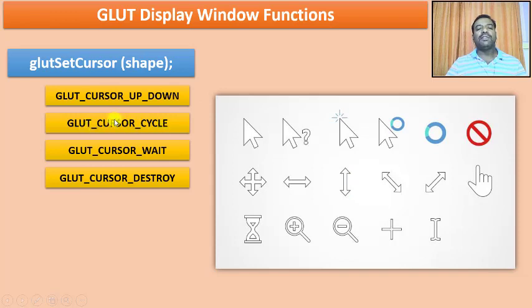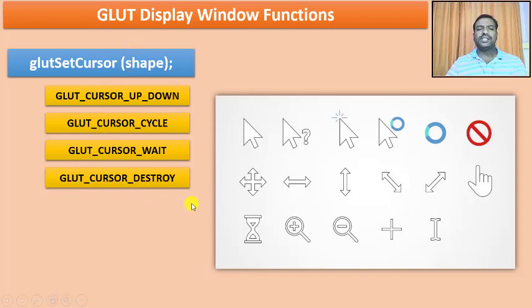Or I can have the cycle. I can have GLUT cursor cycle. If I want this as my cursor design, I am going to pass this as the parameter. And if I want to wait, if I want the wristwatch design as a cursor, I am going to pass GLUT cursor wait as a parameter. And if you want the skull as your cursor design, I am going to pass the parameter GLUT cursor destroy.